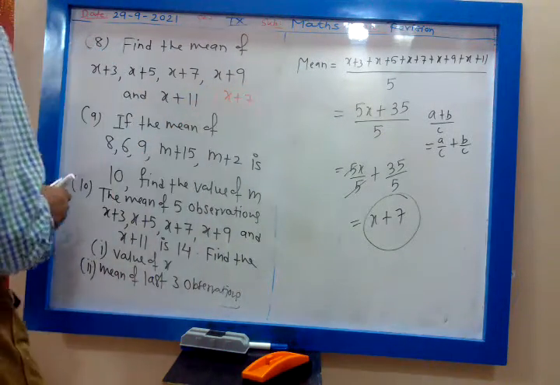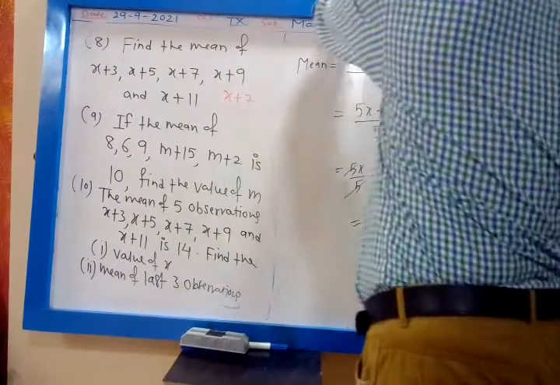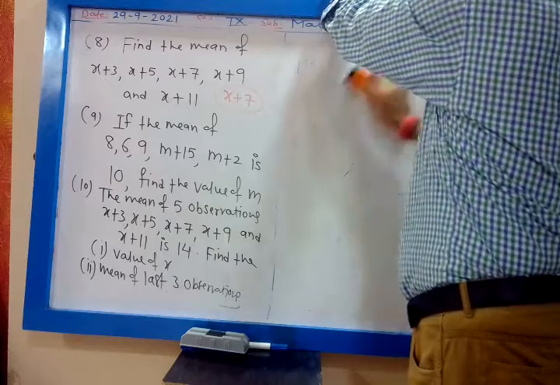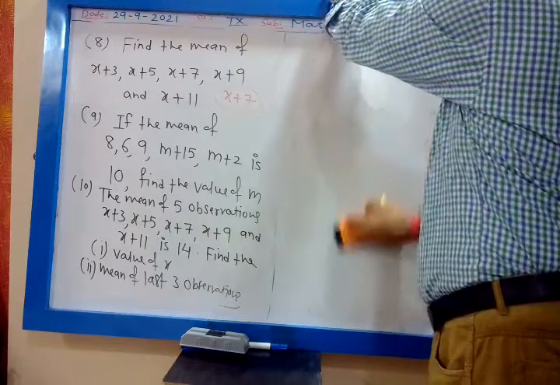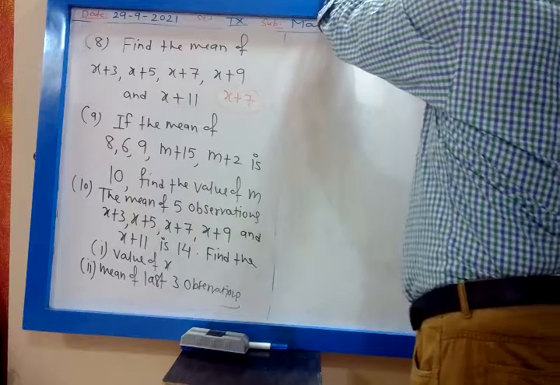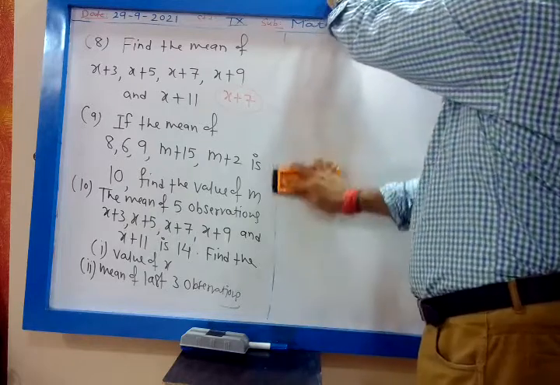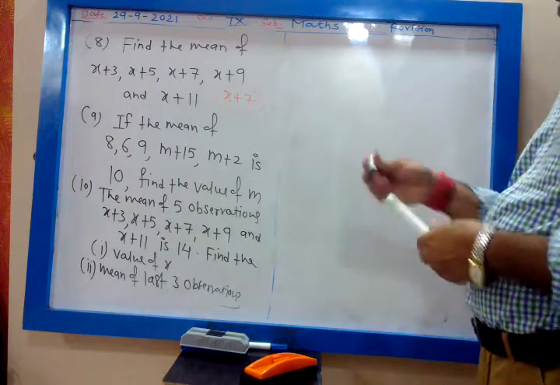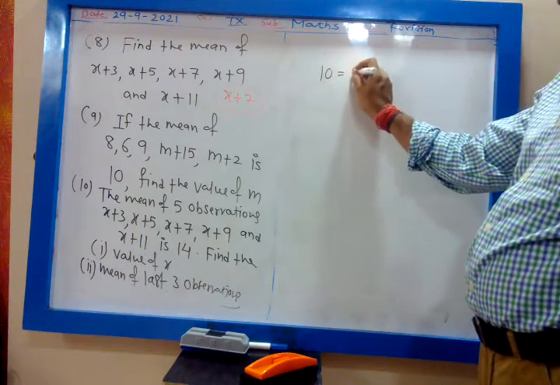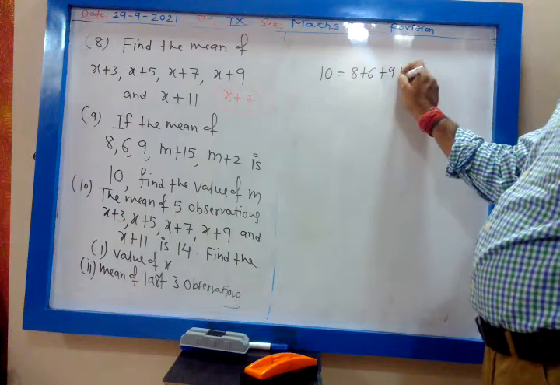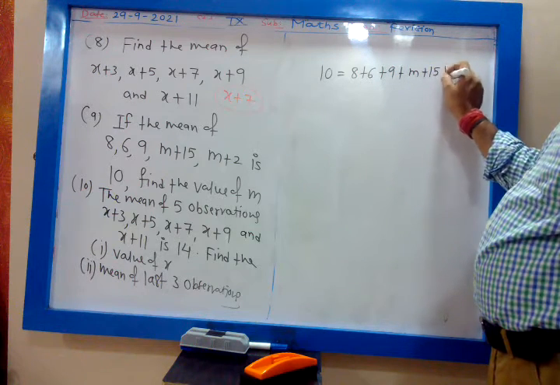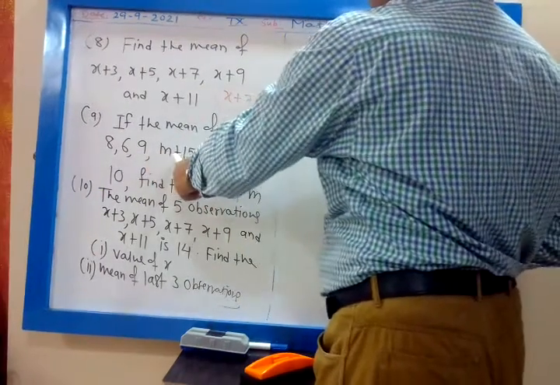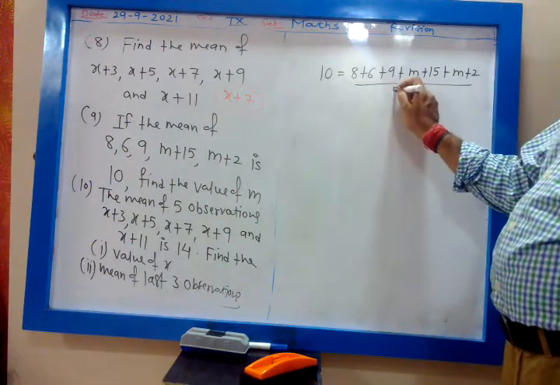x plus 7. Ninth answer is 5. Yes, ninth answer, all of you are getting 5. Let us see for 5. Mean of observation is 10. So we write mean 10 is equal to 8 plus 6 plus 9 plus m plus 15 plus m plus 2, divided by number of observations. 1, 2, 3, 4, 5, 5 observations. Divide by 5.